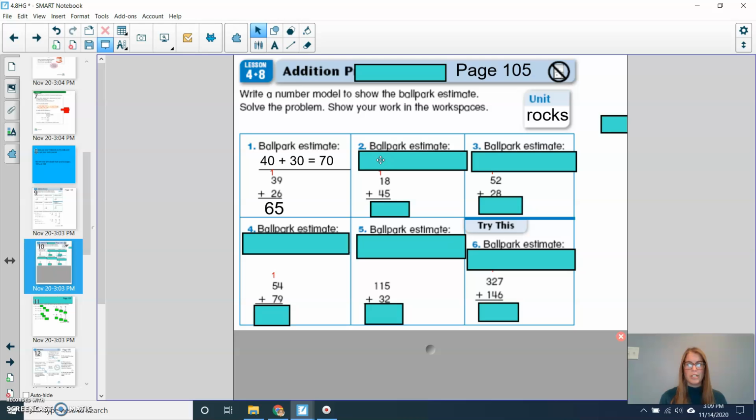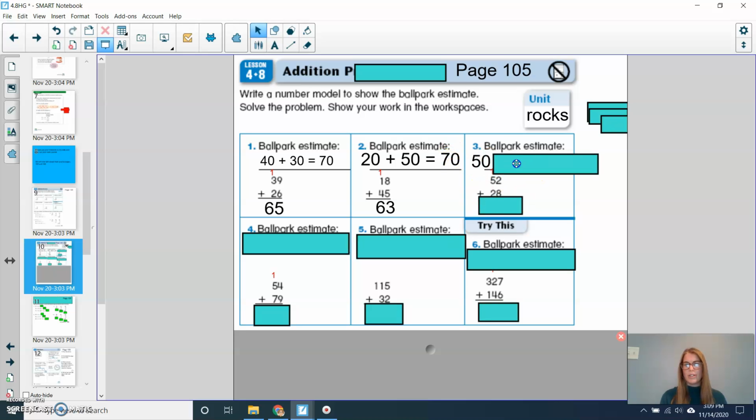So for question number 2, I'm going to round 18 to 20, 45 rounds to 50, 20 plus 50 is equal to 70. Now I can solve. I know that 8 plus 5 is 13. I carried my 1, put my 3 below. 4 plus 1 plus 1 would bring me to 6. 63 is close to 70.